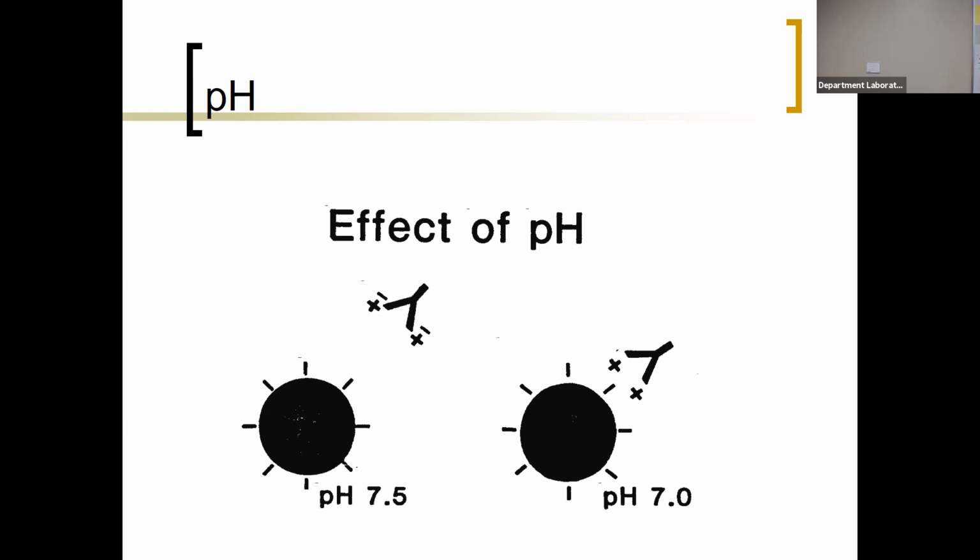But notice the antibody is still way up here, all right? So it can't overcome that zeta potential. Okay.